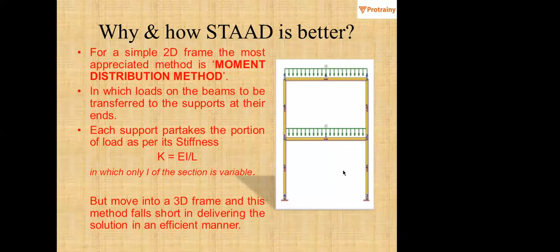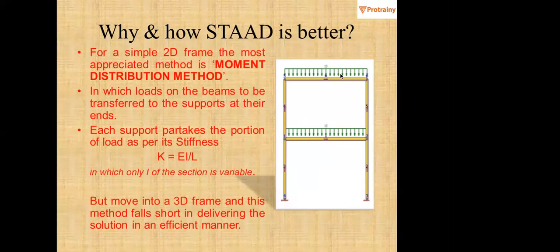What is variable is I. The cross section of your element is variable. You can make it deeper. You can make it more shallow. You can provide thickness to it, right? That is the only variable. So that can be done.